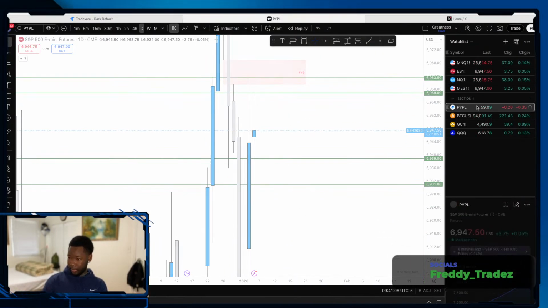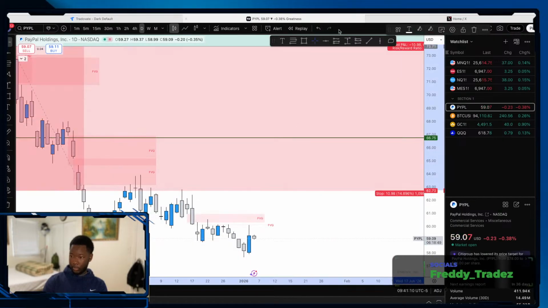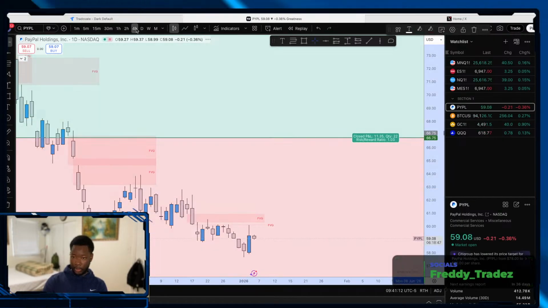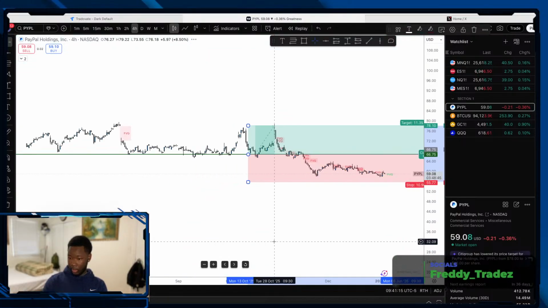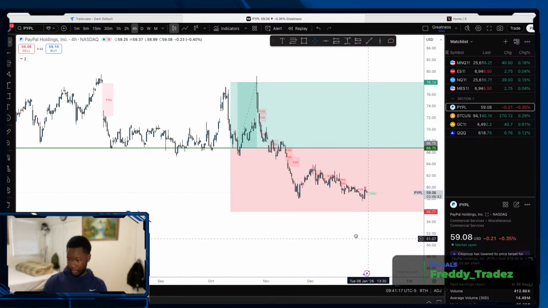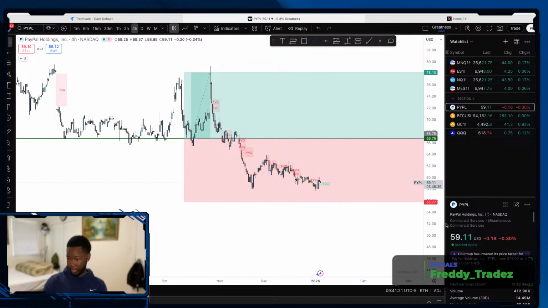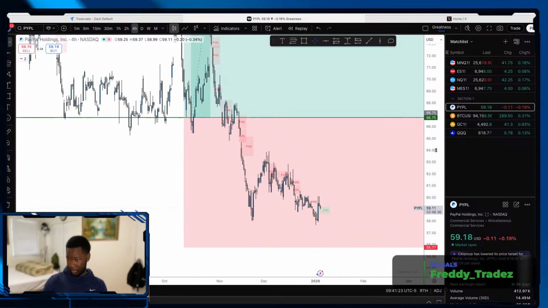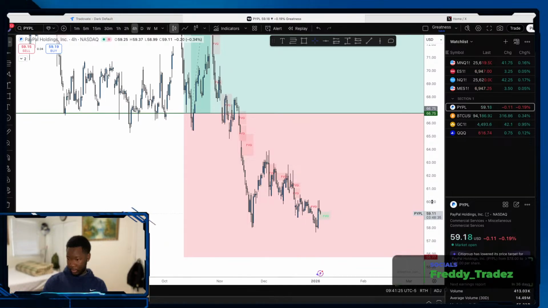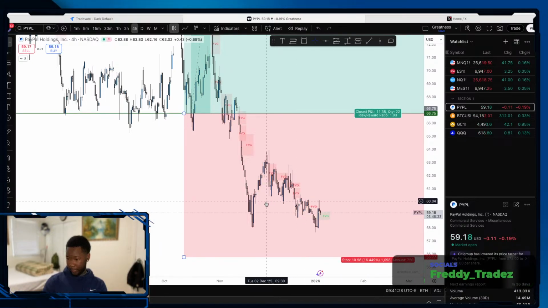See what PayPal's doing. The daily check of PayPal. All right, so we got a move higher yesterday on PayPal. We closed green yesterday on PayPal. Okay, might cross 60 today.